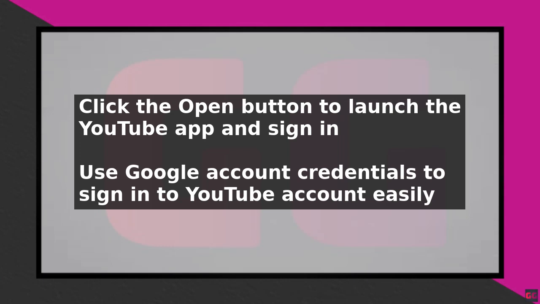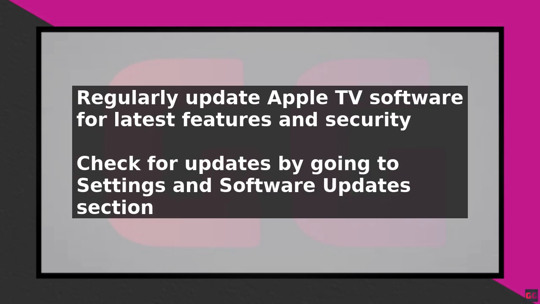To get the most out of YouTube on Apple TV, make sure your device is running the latest software. You can check for updates by going to the Settings app, then selecting System and Software Updates. Regularly updating your Apple TV software ensures you have access to the latest features and security patches.